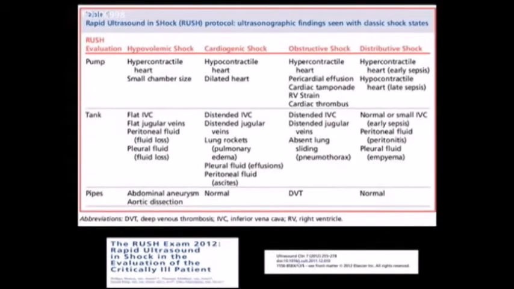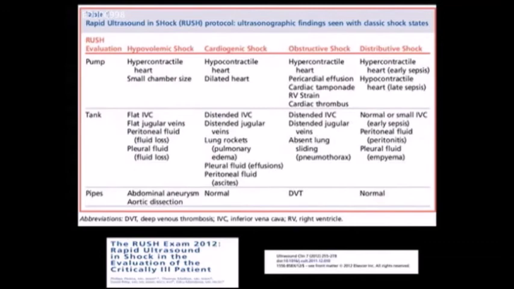Returning to the table outlining the findings in the RUSH protocol, we'll look specifically at step 1, evaluation of the pump. In hypovolemic shock, the findings that we'll be looking for are hypercontractile heart with small chamber size. In cardiogenic shock, we'll be looking for a hypocontractile heart that may be dilated in size, especially if there is systolic dysfunction. With obstructive shock, we'll be looking for generally a hypercontractile heart, and we may see a pericardial effusion with signs of cardiac tamponade, as we've talked about in this video.